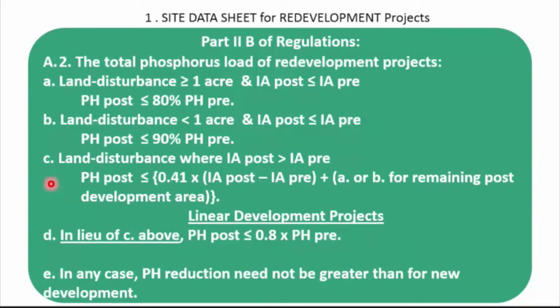Where the impervious area post is greater than that of the pre, then the added impervious area is treated as though it's a new development, 0.41 pounds, and the rest will follow as above. For linear development projects, however, we go by Part 2D, which is 0.8% of the phosphorus load pre. In any case, phosphorus reduction need not be greater than that of new development.